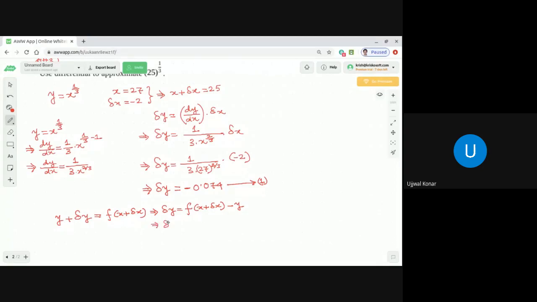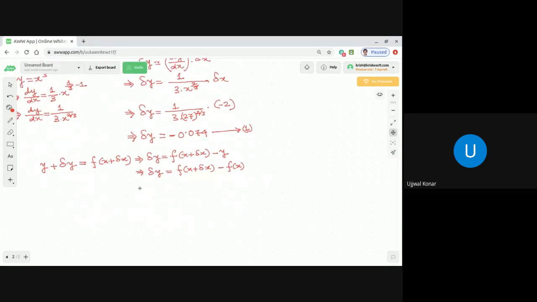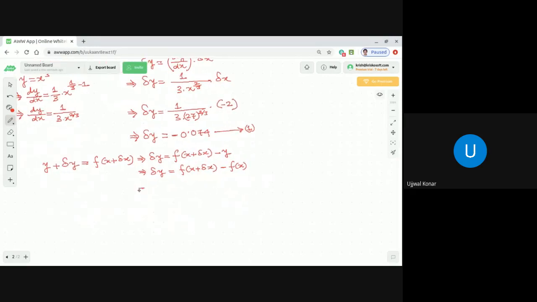So that implies delta y is equal to f of x plus delta x minus f of x. So dear students, let's write it down. From here we can write delta y is equal to, what is f of x plus delta x? That is x plus delta x power 1 by 3 minus f of x. f of x is x power 1 by 3.